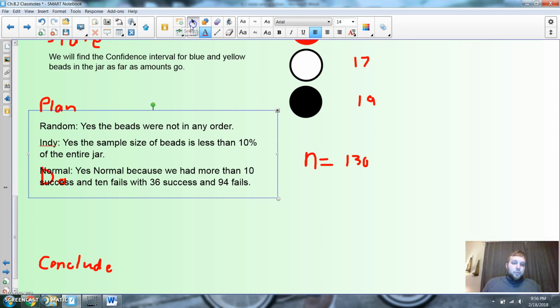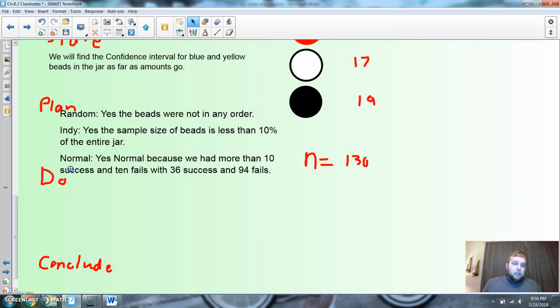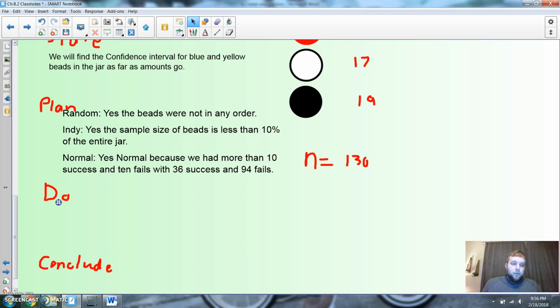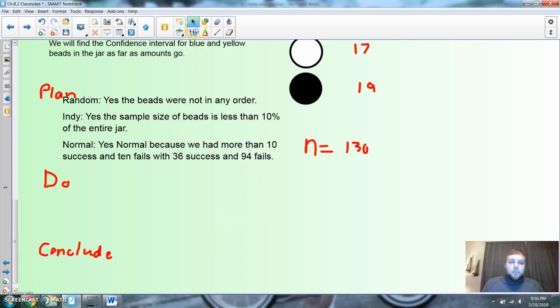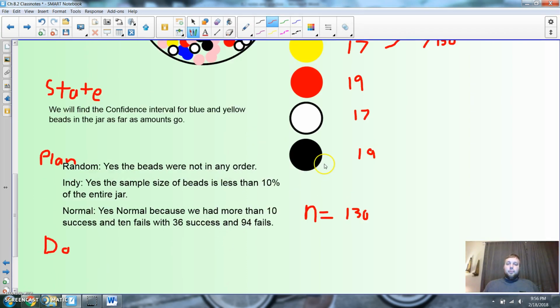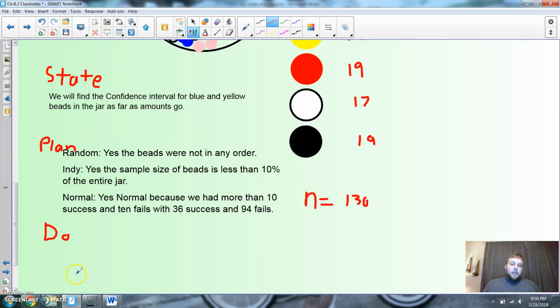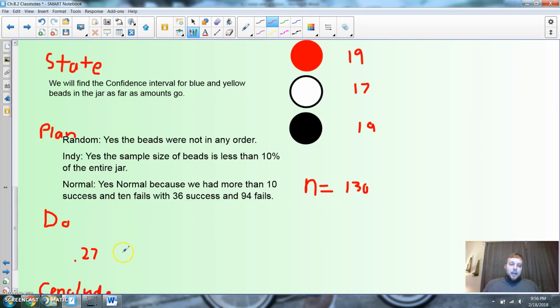We're going to have to move pretty fast here. We're going to get to the do part. Here's the fun part. What's my best guess for the percent that's in the jar? I would say it is 0.2769. That's my best guess. It's not going to be right on. Could be a little less, could be a little more. That's just what the bottom shows me, almost 28%. So I'm going to add some wings onto this bad boy. Plus and minus the critical value.